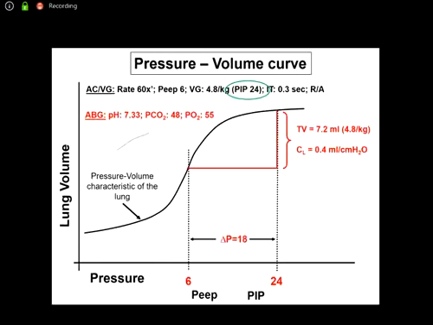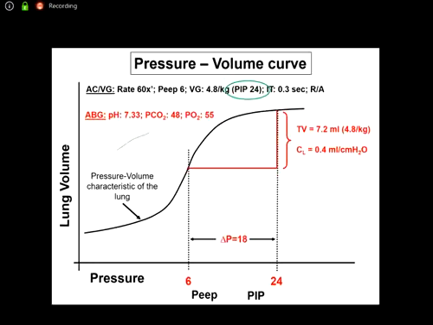So when you put those numbers into the compliance curve, you have a PIP of 24, you're using a PEEP of 6, you have a delta P of 18, and that gives you a tidal volume of 4.8 per kilo, and the compliance calculated, 7.2 divided by 18, gives you 0.4. It's a very low compliance. Why? Well, because you're overstretching those lungs. You're ventilating those lungs with excess volume.